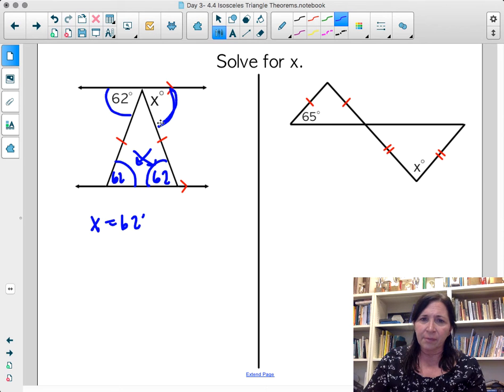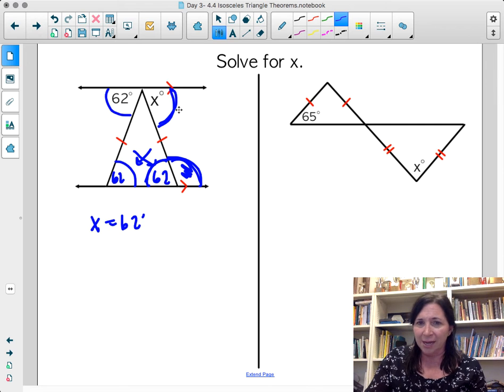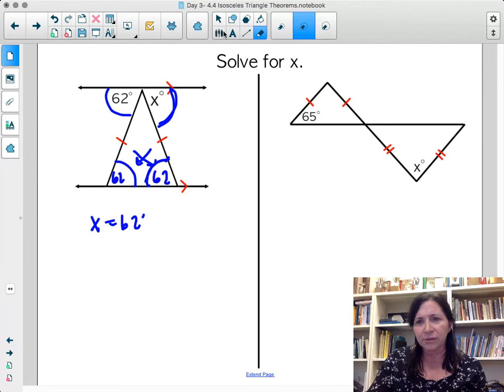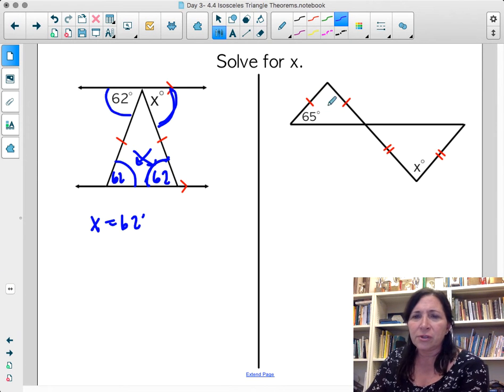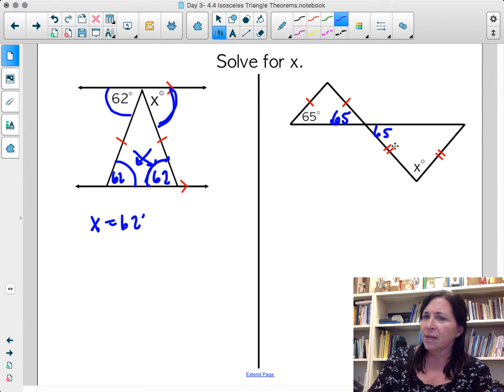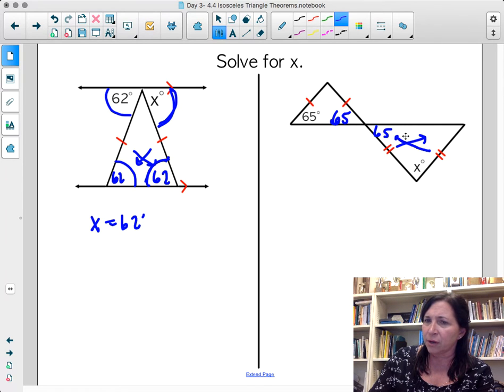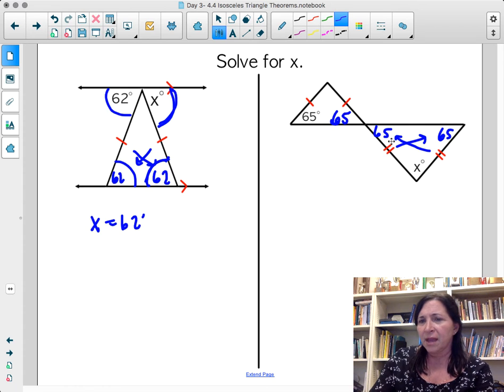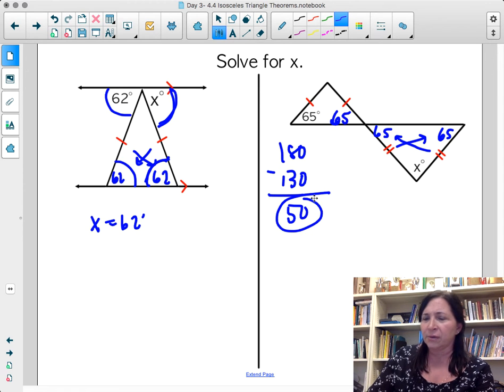Granted, I could have found this angle here and then subtracted that from 180, because those add up to be 180, but we didn't need to do that. We can just use alternate interior angles. Again, if two sides are congruent, then the base angles are congruent. So that makes that 65. We know that's 65 because those are vertical angles. And remember, here's two sides that are congruent, which basically means their base angles are congruent. So that's also 65, and that triangle sum here makes 130 degrees from 180. So 180 minus 130 is 50 degrees again.